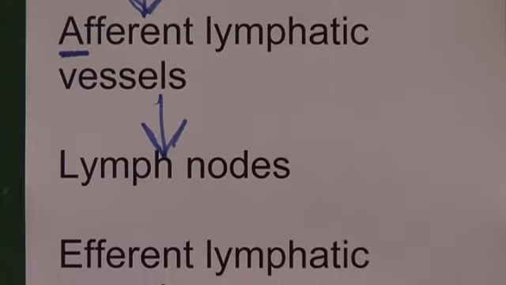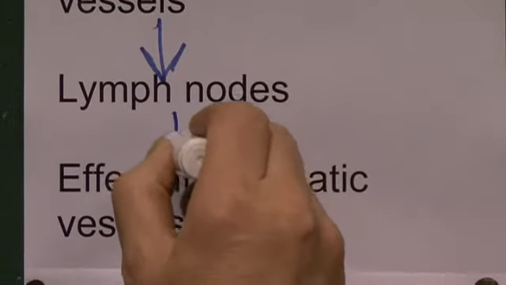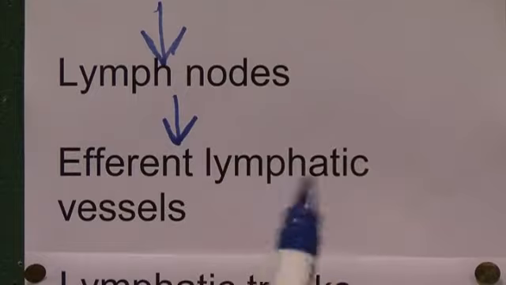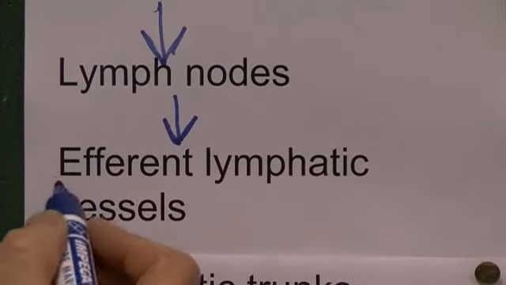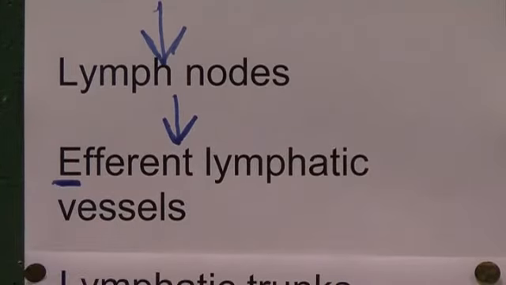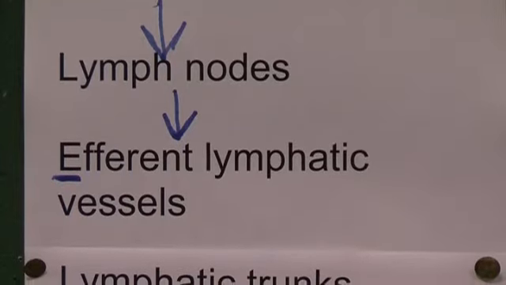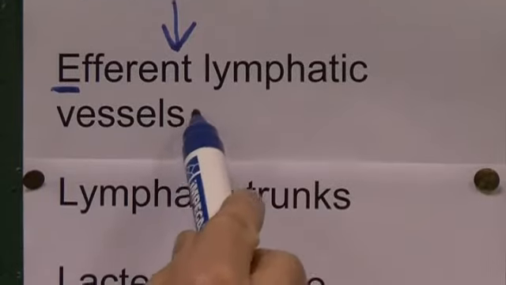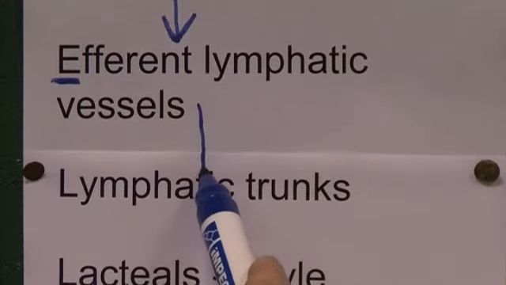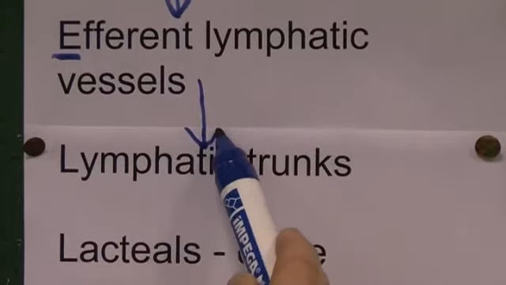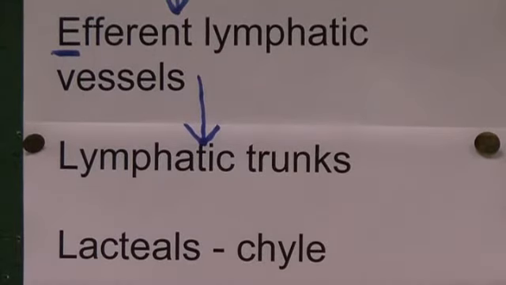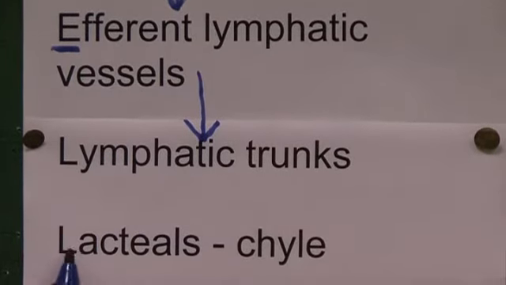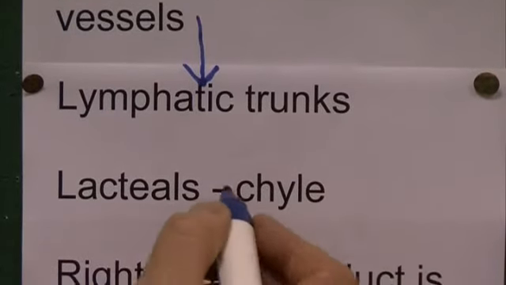Then once the fluid has been through the lymph nodes, it drains in the efferent lymphatic vessels, which are going to be larger. And you can remember E for exit, or E for effluent, that comes out, but it's not effluent, it's exits. E for exit is probably the best thing. Efferent lymphatic vessels taking the lymphatic fluid on into progressively larger vessels, and then the large lymphatic vessels are called the lymphatic trunks. And in the small intestine, the lacteals drain the chyle.